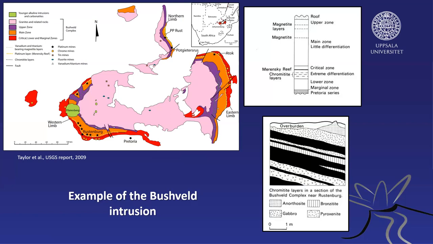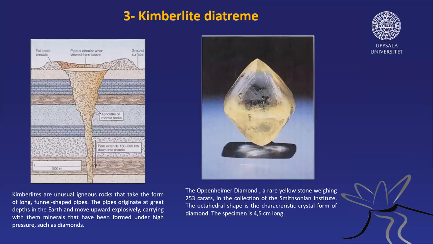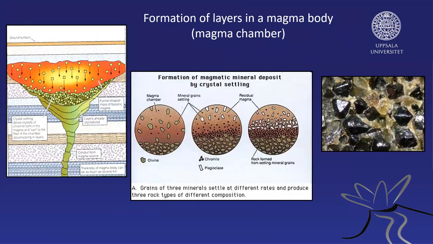So keep in mind, big intrusions, layered, and these layers are formed by sometimes one type of mineral. So that is the core process to form these layers. We have a magma chamber, which cannot be close to the surface. It has to keep the heat, the initial heat. And basically the minerals start crystallizing and they sink and they form layers.